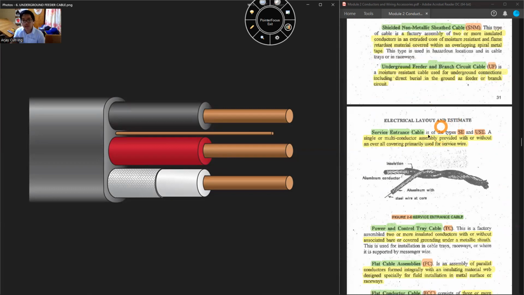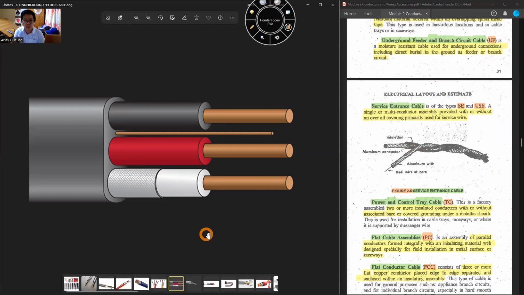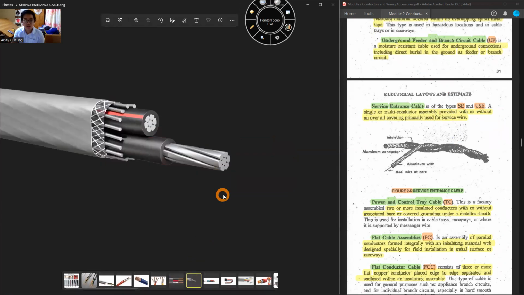So meron din tayong tinatawag, class, na service entrance cable. So ang shortcut natin doon, class, is either SE or USE. Okay. So formal definition is a single or multi-conductor assembly provided with or without an overall covering, primarily used for service wire. So technically, class, ang pinaka-use niya is for yung service entry natin, or yung wire na manggagaling sa poste papunta dun sa bahay to supply the whole. Yan. Okay, so ang itsura niya, class, is ito.